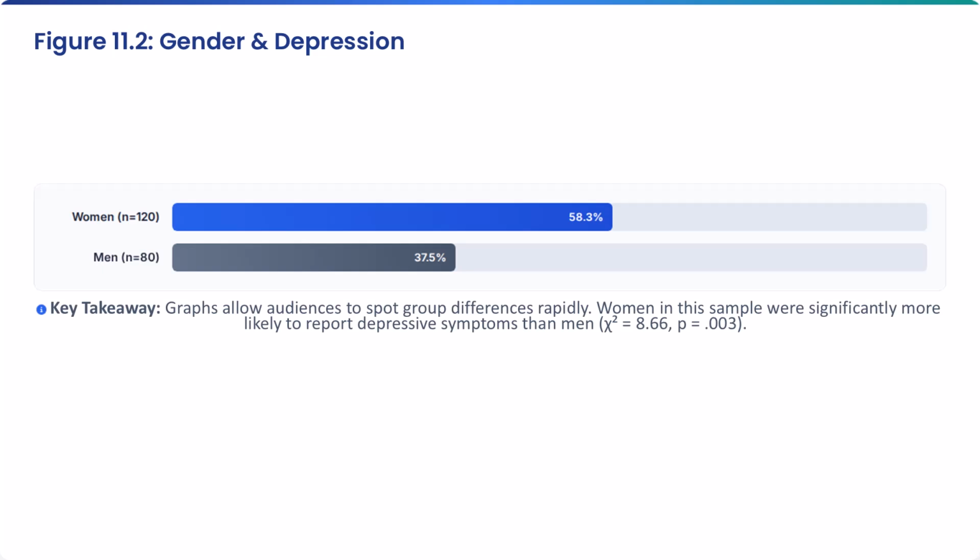While tables provide exact figures and sample sizes, graphs excel when you want an audience to grasp a visual trend instantaneously. Figure 11.2 converts the cross-tabulation into a simple bar chart. The visual disparity between women and men is immediately striking.